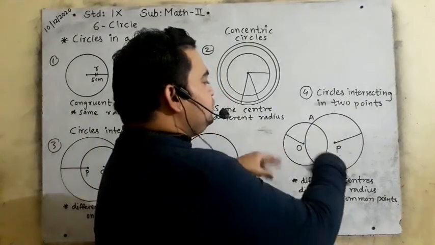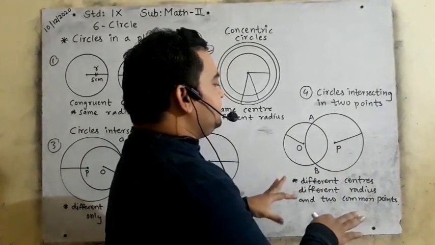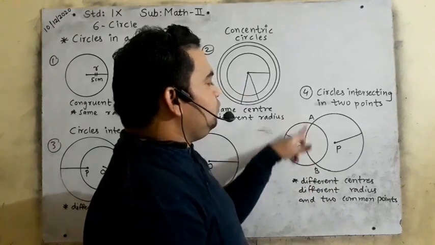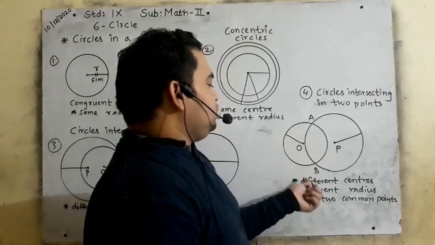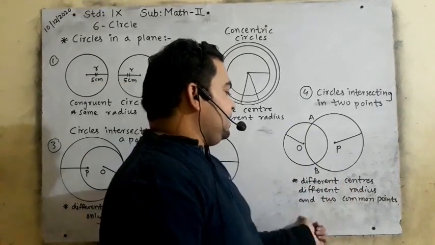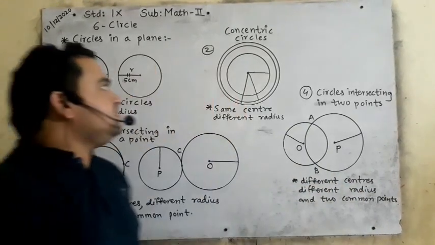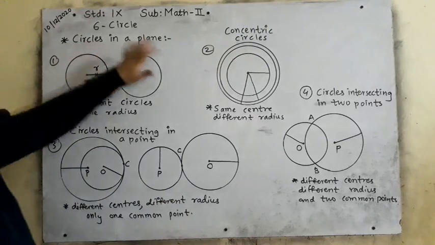Can you see two circles of different radius, intersecting each other at two different points? Can you see here A and B? So, different centers, different radius, and two common points. So these are different types of circles in a plane.